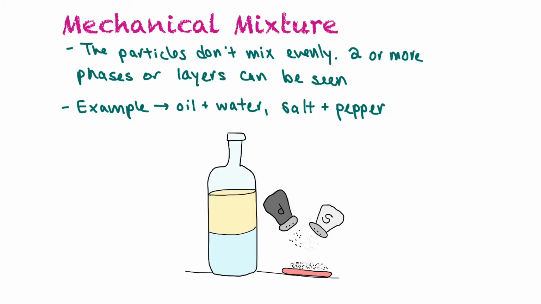Mechanical mixtures are also sometimes called heterogeneous mixtures. These particles don't mix evenly. So you can either see two or more phases or layers in the substance. For an example, if you mixed oil and water, the oil and the water don't mix together evenly. The oil floats on top and the water is below, and this would be considered a mechanical mixture. This over here, salt and pepper, if you mix both of those particles together onto a plate, you can see two different distinct parts. You can see the pepper flakes and then the salt granules. They're two very different things, and they don't mix evenly. So you see multiple layers or multiple phases.